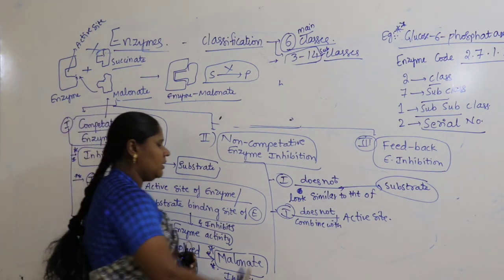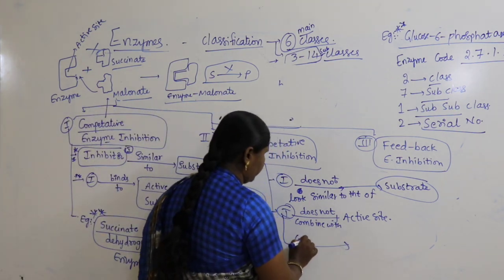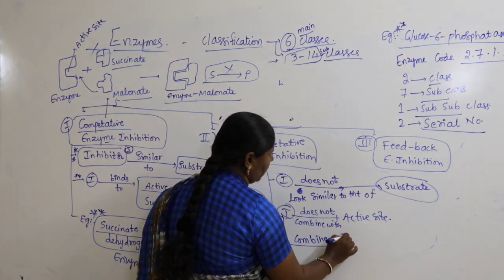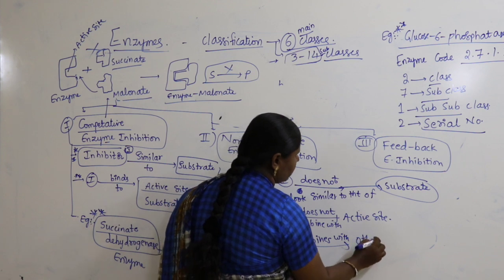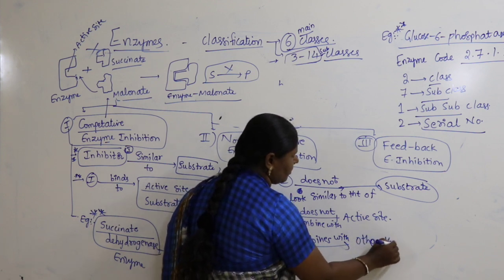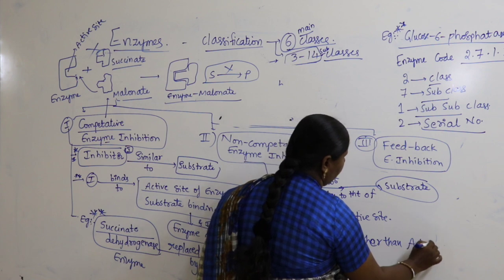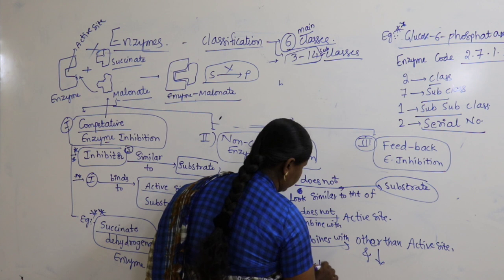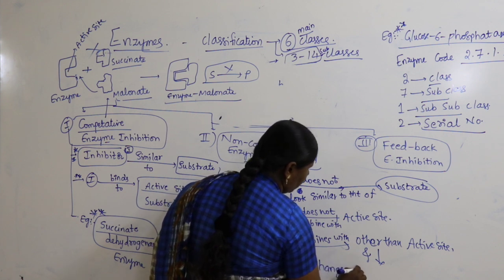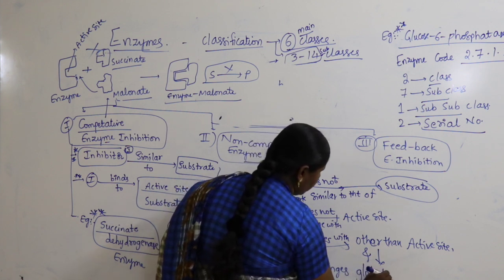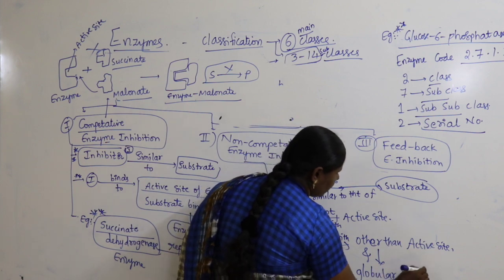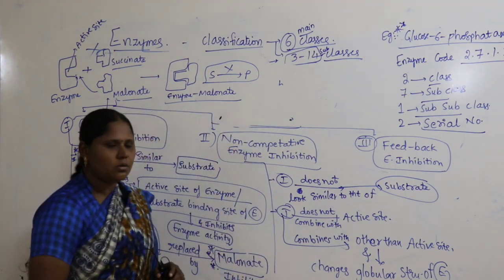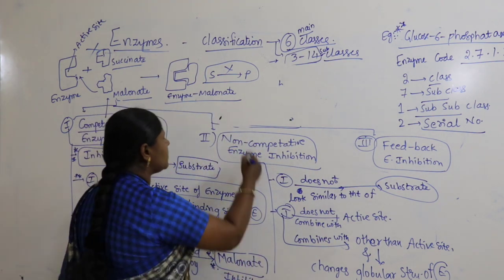Then where will it combine? Inhibitor combines with other than the active site, and changes the globular structure of the enzyme. So I am writing this here.